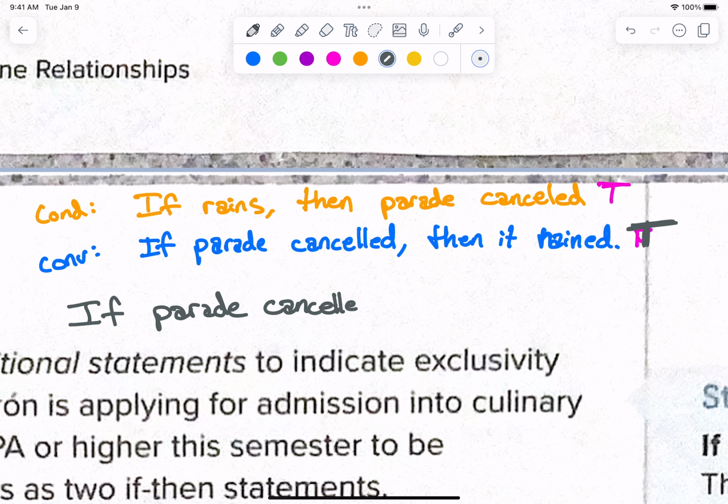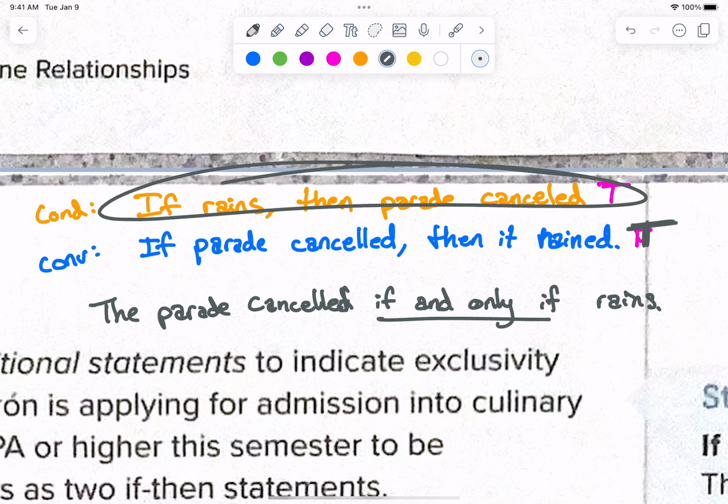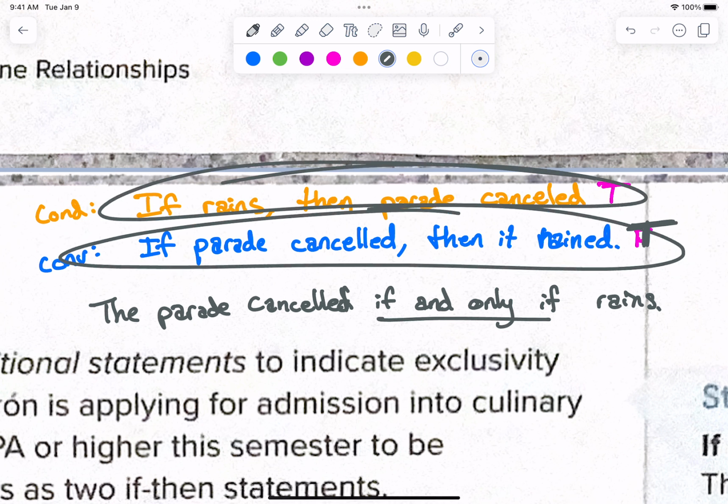No, don't write that down. I want to go, the parade canceled if and only if it rains. So if this statement is true and this statement is true, I can write it as one thing and I can put if and only if in the middle. Does that make sense? The parade will be canceled if and only if.